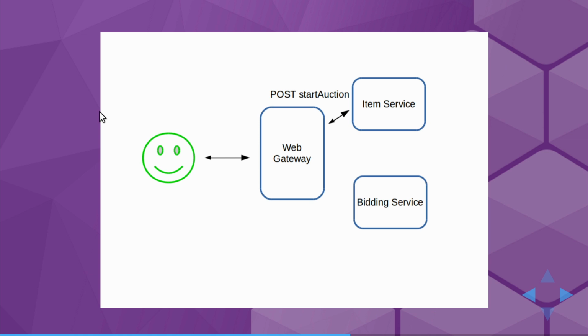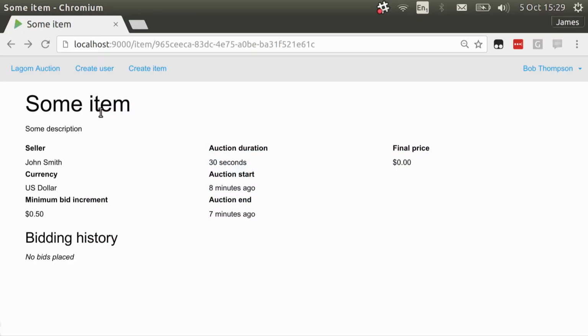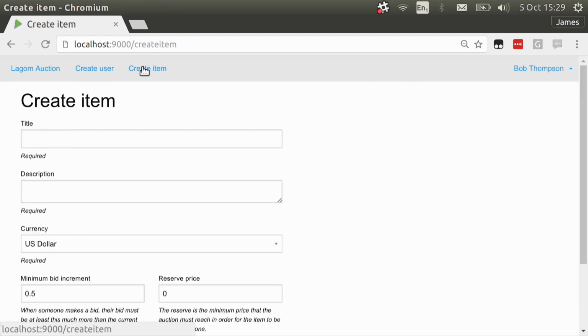And currently the way that's implemented is the bidding service then also needs to be told about the auction so that it can accept bids and it can know what the reserve is and what the increment is and when the auction finishes. And so currently the item service, once it's received the start auction command, then tells the bidding service to start the auction. So what happens if when it does that, the bidding service is down, or its database is down, or it's just not responding? What does the item service do then? Well, let's find out what it looks like. I'll create another item.